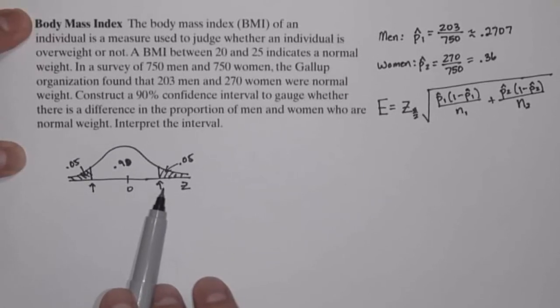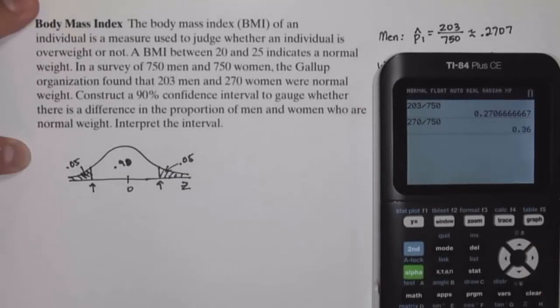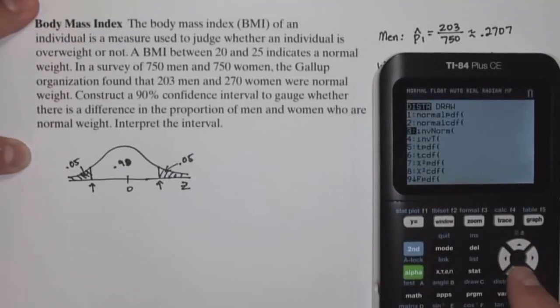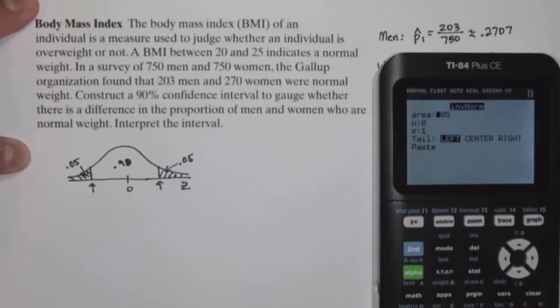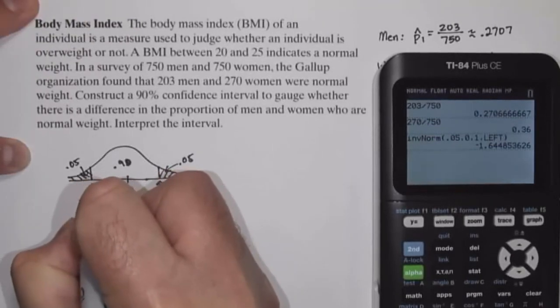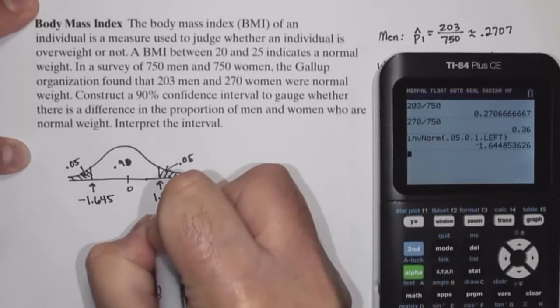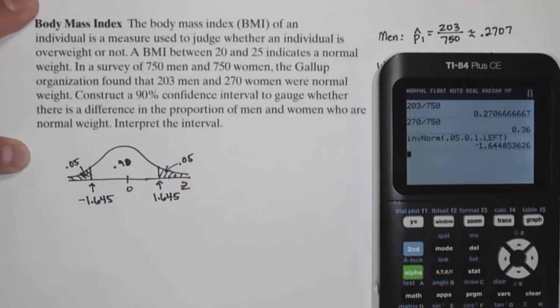Well, we can use either the standard normal table from the textbook, we can use inverse norm on our calculator, or we can use the normal calculator in StatCrunch. I'm going to use inverse norm on the calculator. In this case, I have the area in the left tail is going to be 0.05. That is the area in the left tail. And so I get negative 1.645. This value is negative 1.645. So by symmetry, this value over here on the right is positive 1.645.